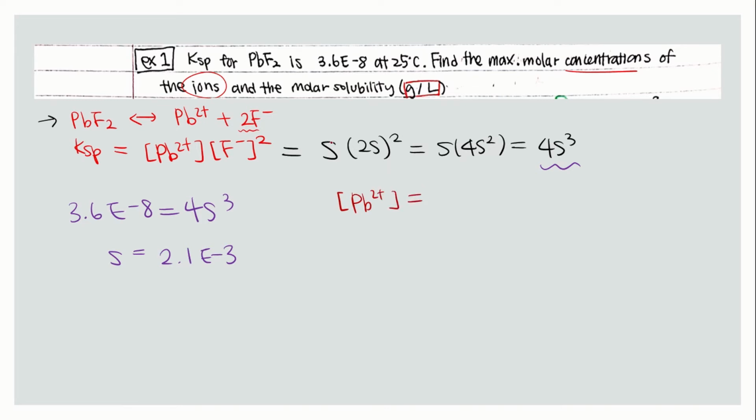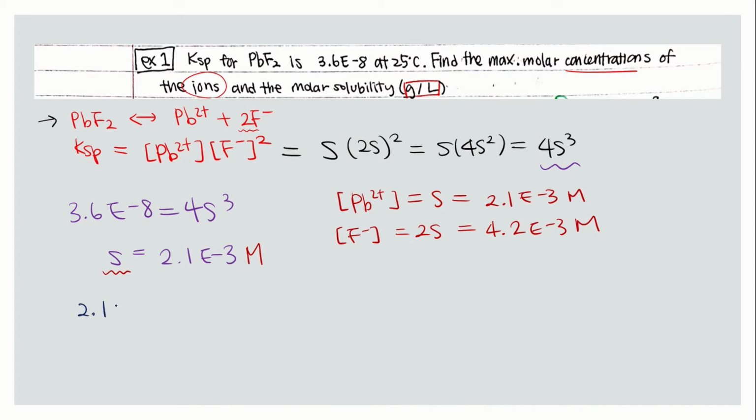Lead will equal S, which is 2.1 E -3 molar. And for fluoride ions, it will equal 2S, which is 4.2 E -3 molar. And then the molar solubility will just literally be the S value. And because the S value will be in molar, we have to convert that into grams per liter.